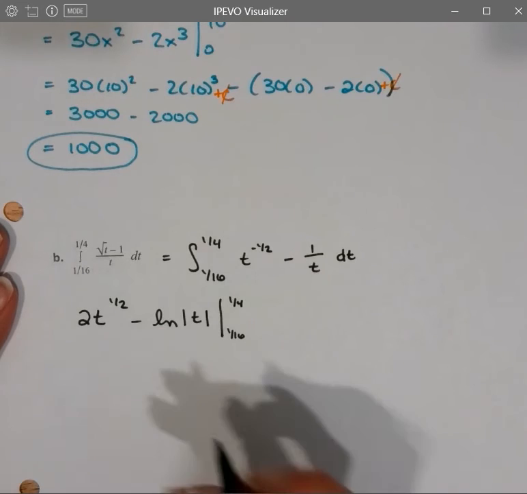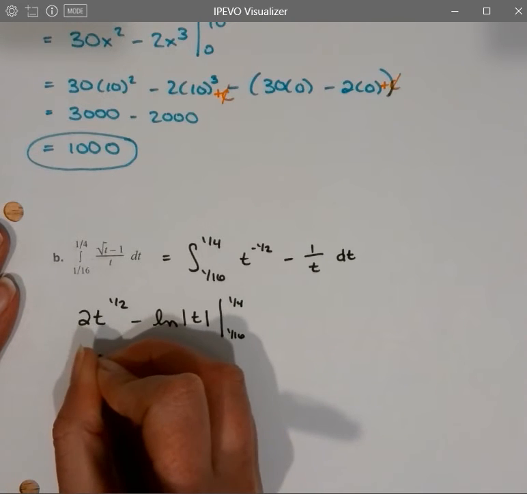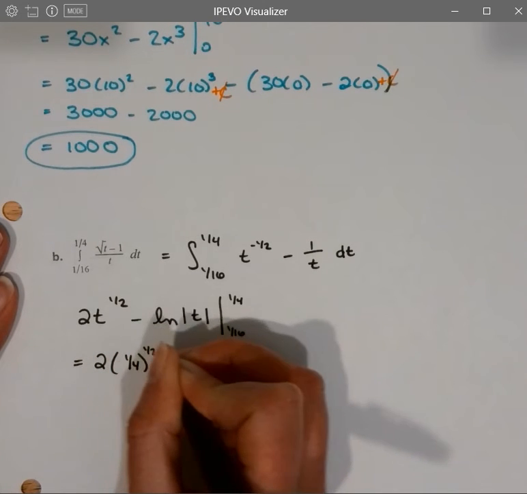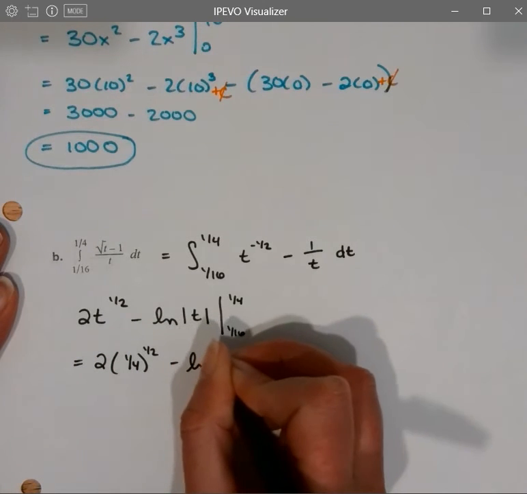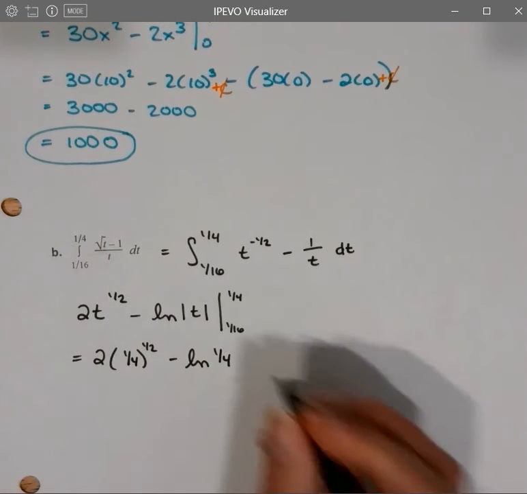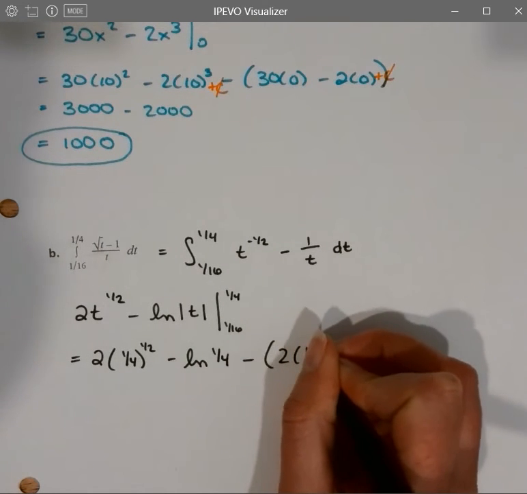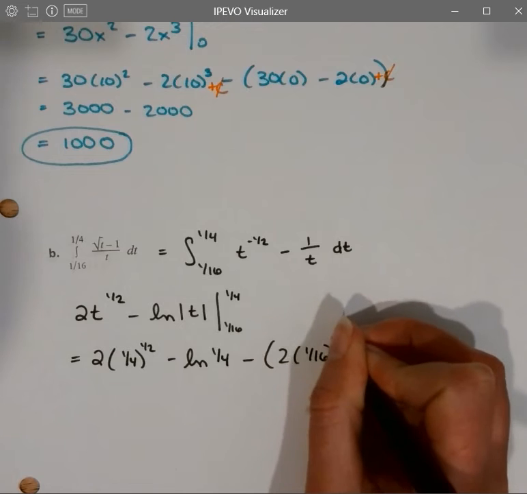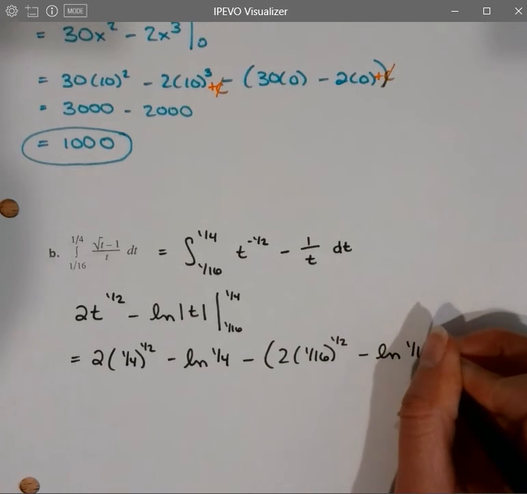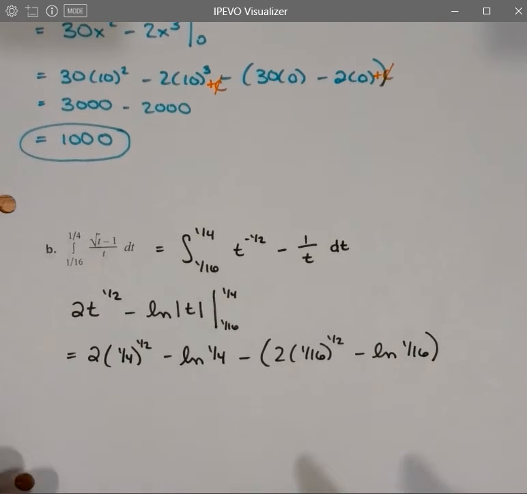Now, when I plug in upper bound minus lower bound, for upper bound, we have our 2 times 1/4 to the 1/2 minus the natural log of 1/4. I can drop the absolute value as soon as I know I'm plugging in a positive, minus the quantity 2 times 1/16 to the 1/2 minus the natural log of 1/16. So that's not 0 for sure, so we definitely want to make sure we simplify each of these.